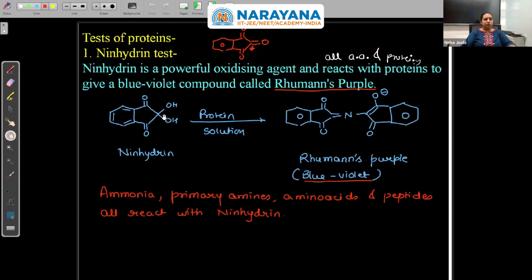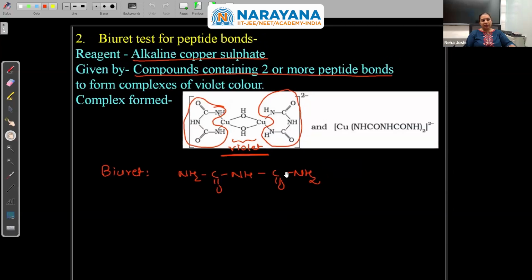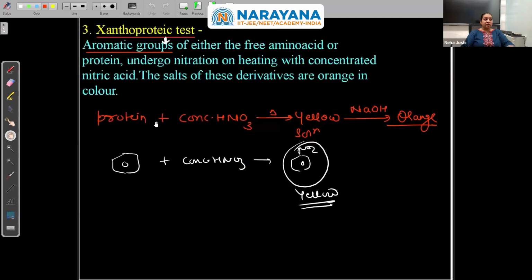Okay. Next is the biuret test. Now, biuret, if you see, is somewhat like urea, NH2CONH, and again CONH2, and so on. Somewhat like urea. So, alkaline copper sulfate is our biuret reagent, test reagent. It is given by any compounds which have two or more peptide linkages. So, here these are the peptide linkages, na? Right? And what they form is this type of complex with copper. See, this complex is a violet color. So appearance of that violet color confirms the biuret test.